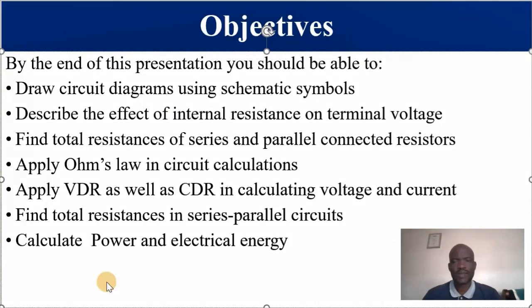Number one, draw circuit diagrams using schematic symbols. Describe the effect of the internal resistance of a voltage source on terminal voltage. Find total resistance of series connected and parallel connected resistors. Then state and apply Ohm's law in circuit calculations. You must also be able to state and apply the voltage divider rule as well as the current divider rule in voltage and current calculations respectively. Then you must be able to find total resistance of series parallel connected resistors. Last but not least, you must be able to calculate power and electrical energy in electrical engineering.